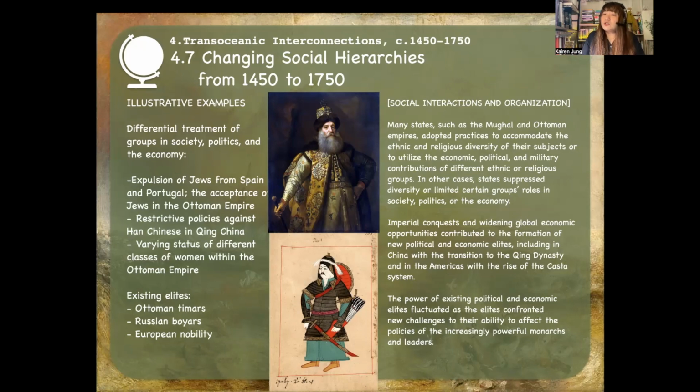In terms of the social interactions and organization, many states like the Mughal and Ottoman empires adopted practices to accommodate the ethnic and religious diversity of their subjects, or to utilize the economic, political, and military contributions of different ethnic or religious groups. In other cases, states suppressed diversity or limited certain groups' roles in society, politics, or the economy. Imperial conquests and widening global economic opportunities contributed to the formation of new political and economic elites, including in China with the transition to the Qing dynasty, and in the Americas with the rise of the casta system.